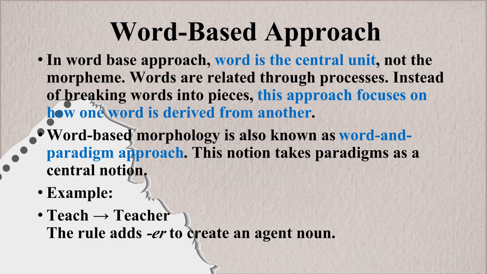Word-based morphology is also known as the word and paradigm approach. This notion takes paradigms as a central notion. For example, when the word teach became teacher, the suffix "er" is added to form an agent noun, meaning a person who teaches. A new word is formed by applying a regular rule. And this approach puts focus on this process of creating a new word out of a word.